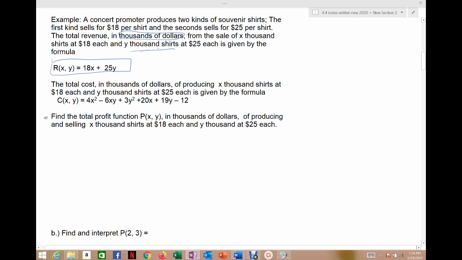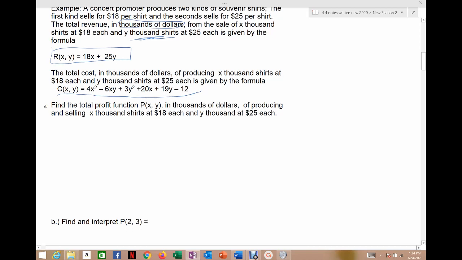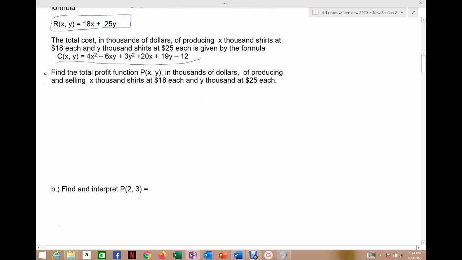Again, keep in mind everything is in thousands when I go to write my final answer. All right, so the total cost is in thousands of dollars when we make X of this first type and Y of the second type. The cost is given by that equation, so that complex equation, again in thousands of dollars. Find the total profit in terms of thousands of dollars for producing and selling each of our different types of shirt. Alright, so remember, profit is revenue minus cost. Right?